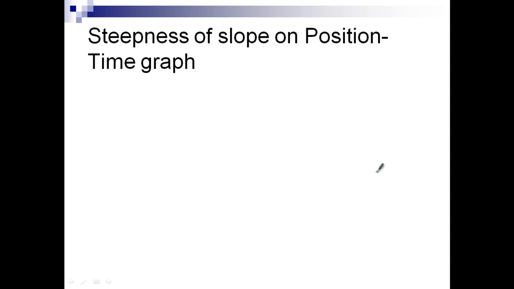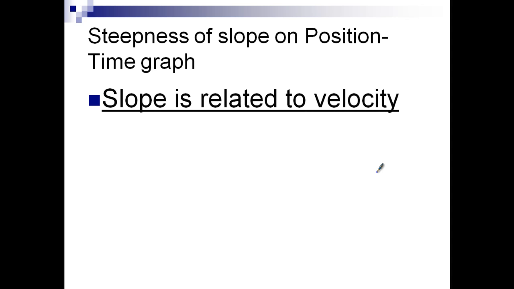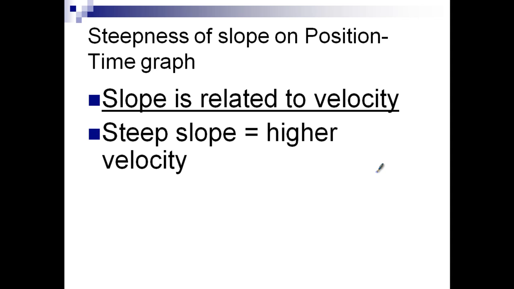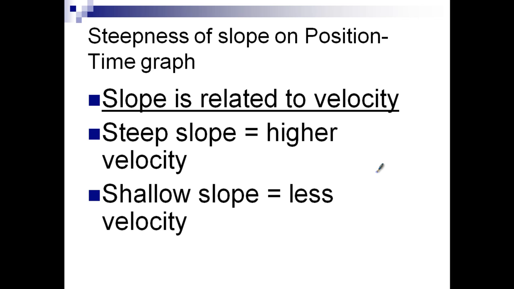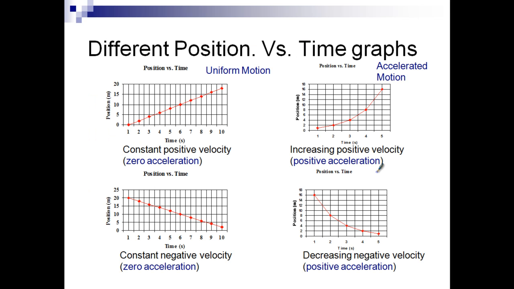So the steepness of slope on a position versus time graph. So we know that slope is related to velocity. So therefore, the steeper the slope, the higher the velocity. Makes sense? And the shallower or less steep, the smaller the velocity is. So here's some different position versus time graphs that you might get. So these two on the left here are both for uniform motion. Both of these guys on the left are for uniform motion.